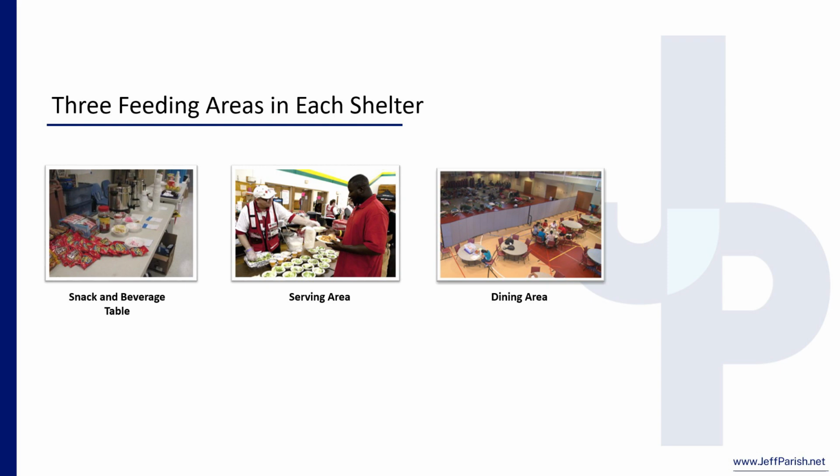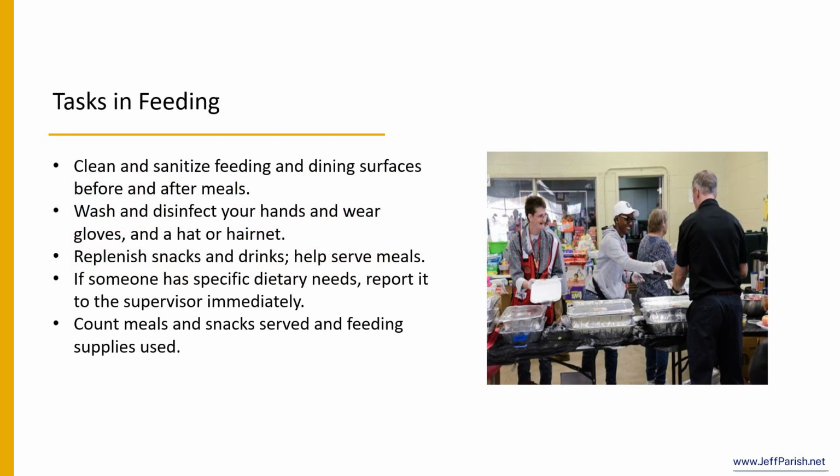There's 3 feeding areas in each shelter: the snack and beverage table, the serving area, and the dining area. We want to make sure that we clean and sanitize feeding and dining surfaces before and after meals. We want to wash and disinfect hands and wear gloves and hairnets if we're serving food. We want to make sure that we've replenished snacks and drinks, and we may help serve meals as well. If someone has a specific dietary need, we need to report it to the EOC.